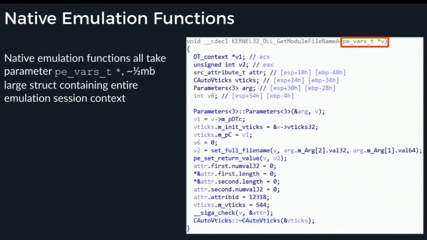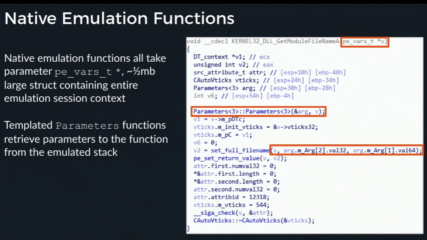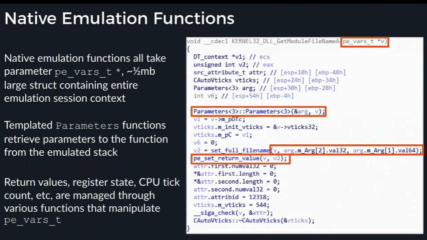All these native emulation functions take a large parameter called a PEVARS_T. It's about a half-megabyte structure that contains everything about a given emulation context. So it's going to have your time, all the DLLs the binary has loaded, various heuristic observations about the binary, pointers to the virtual address space, just everything you need to know about a given emulation session. That big single blob of data is passed into every native emulation. And then programmatic APIs are used to, say, retrieve parameters. So they're going to go in and manipulate the virtual stack. They're used to manipulate virtual memory, get and set registers, get and set and change memory, and even change things like the CPU tick count and the time inside the engine.